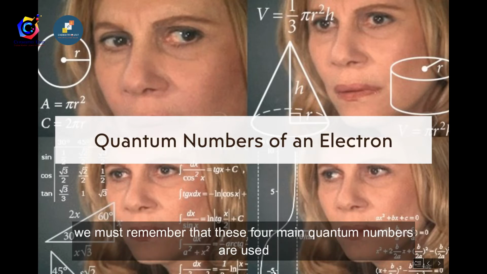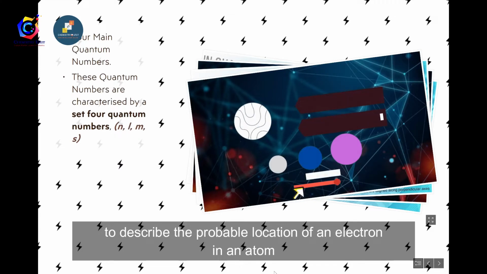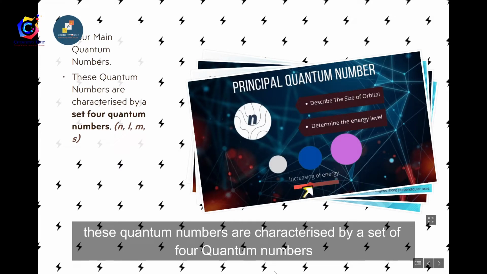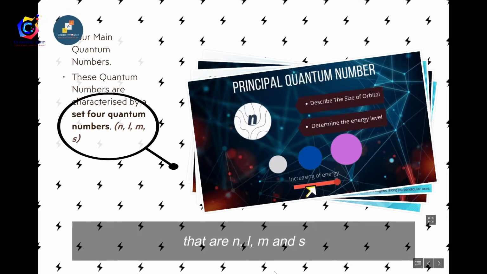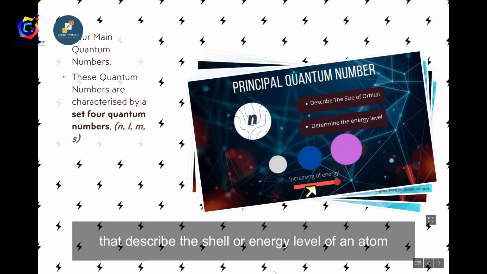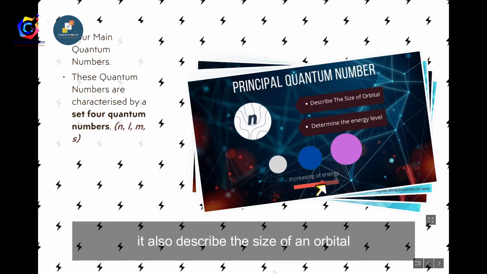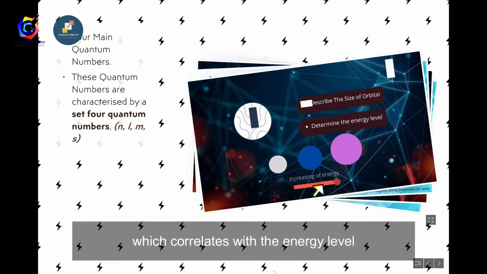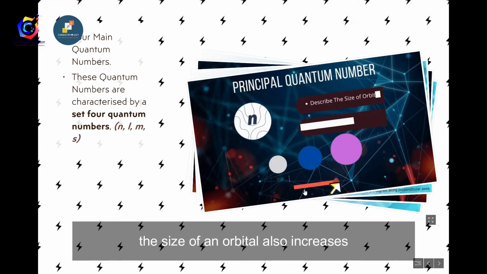We must remember that these 4 main quantum numbers are used to describe the probable location of an electron in an atom. These quantum numbers are n, l, m, and s. The first quantum number is the principal quantum number that describes the shell or energy level of an atom. It also describes the size of an orbital, which correlates with the energy level. What it means is that as the energy level increases, the size of an orbital also increases.